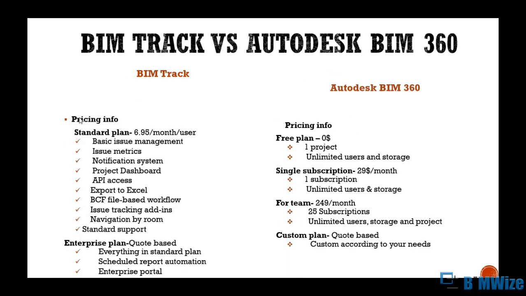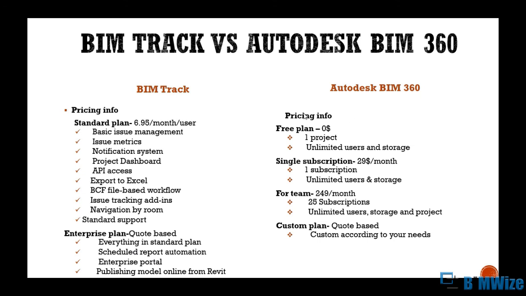So coming to the pricing info, you see BIM Track has a standard plan which is $6.95 per month, and you see these are the things covered under the standard plan. We only did issue tracking in this video, but you see there is a lot to this BIM Track plugin. All this comes in the standard plan, and you also have the enterprise plan. It's for a bigger team, and you can get it by quote. You can request a quote, and everything which is in the standard plan comes under the enterprise plan with a few other services more.